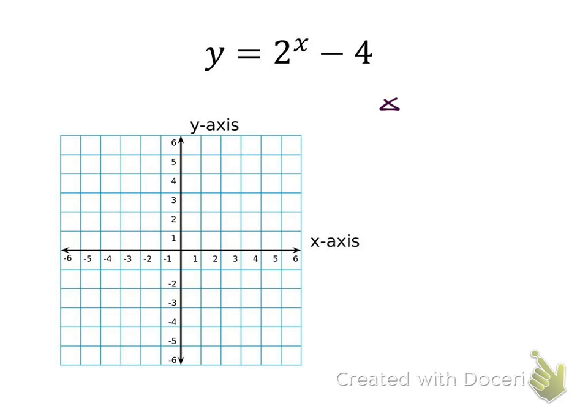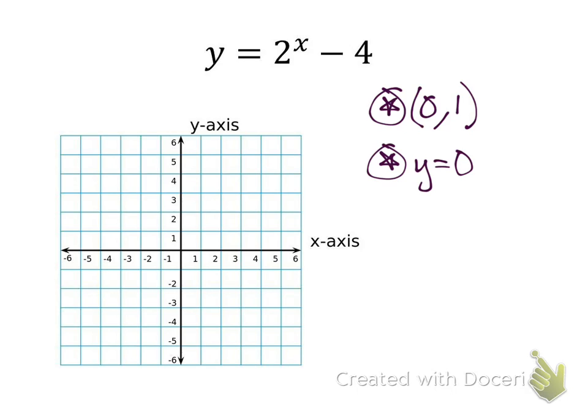So the two things we're concentrating on are how the point 0, 1 translates and how the asymptote y equals 0 translates. Looking at this graph, we've got a base of 2, but we've got this minus 4. How is this going to affect the graph? The minus 4 is outside of the exponent, so it's going to affect this stuff going down 4. The old point was 0, 1. Now it's going to go down 4 to negative 3.